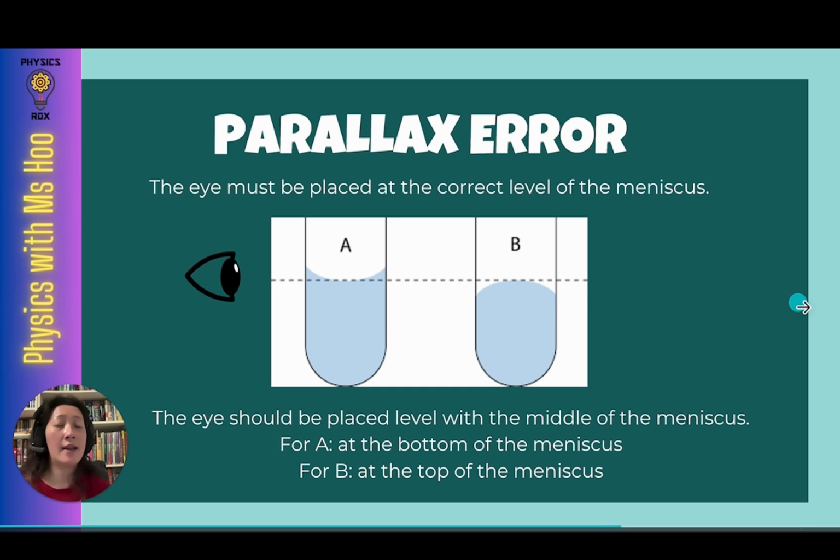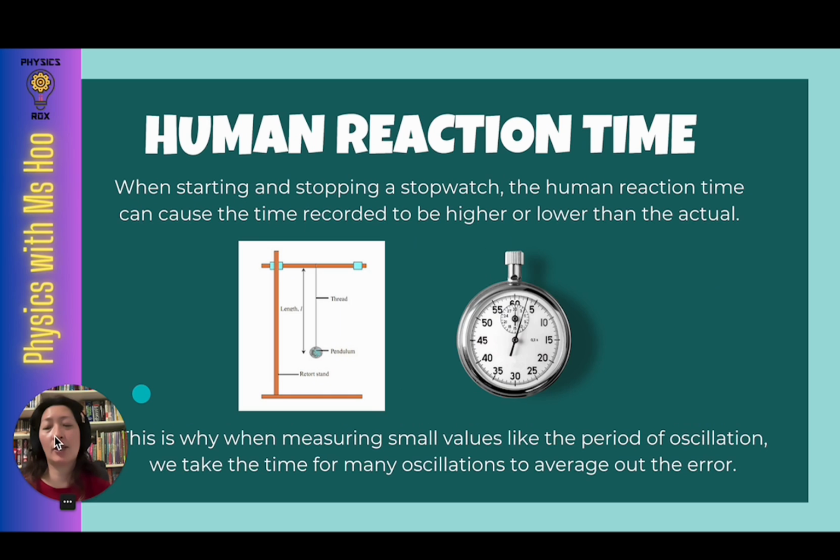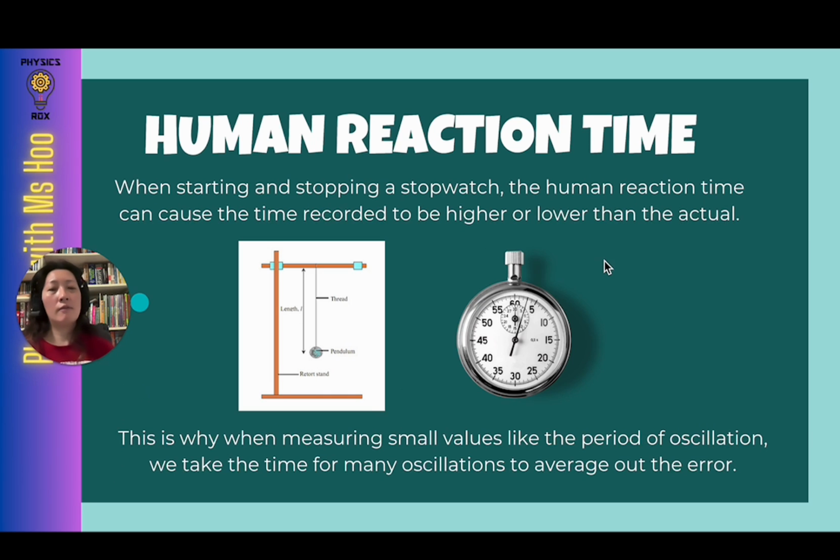Now, let's look at another error, which is the human reaction time. When it comes to starting and stopping a stopwatch, the human reaction time can cause the time recorded to be higher or lower than the actual time. I mean, think about it, right? Let's say you want to oscillate the pendulum, by the time you let go, you press, and when it stops, you got to press again.